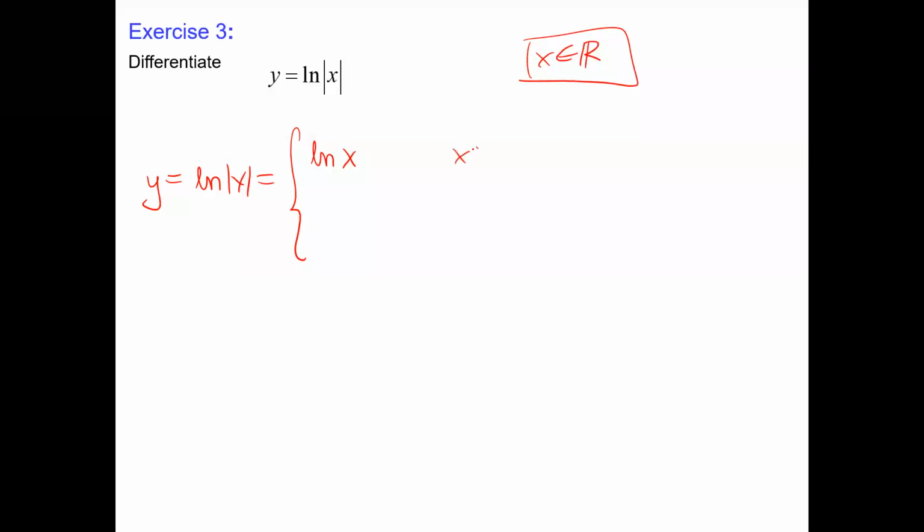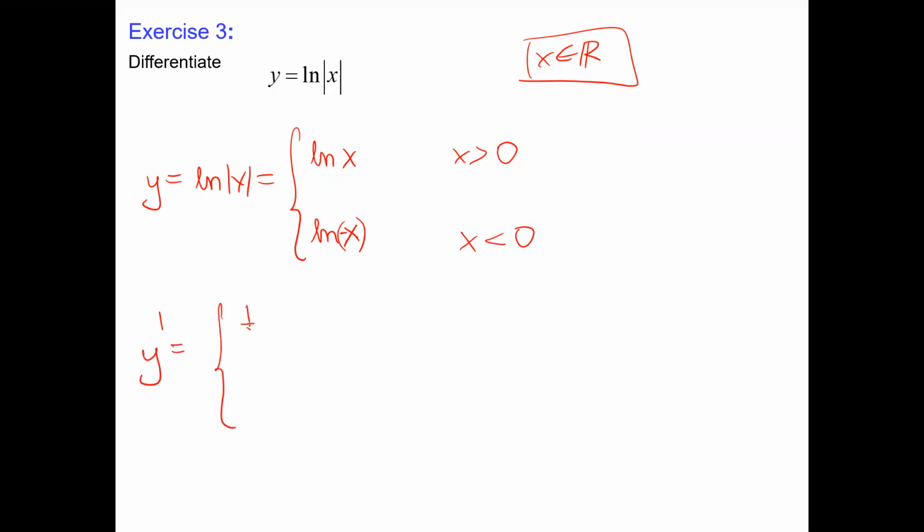I mean, if x is positive, here we can ignore the absolute value. However, if x is negative, I cannot leave it like this because that's negative. I will put an extra negative. That extra negative, ironically, is making the expression positive. Okay, and now let's differentiate.